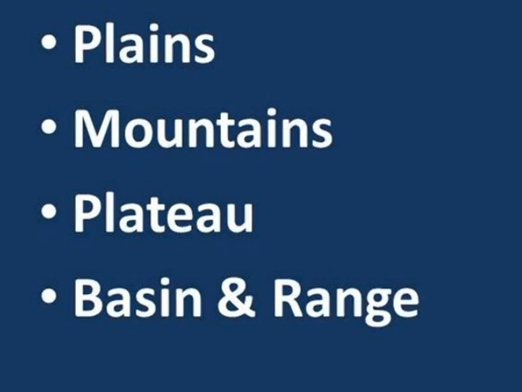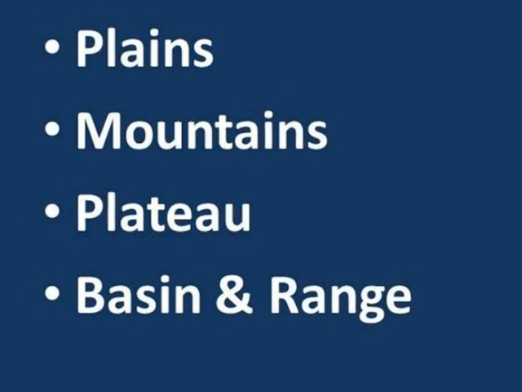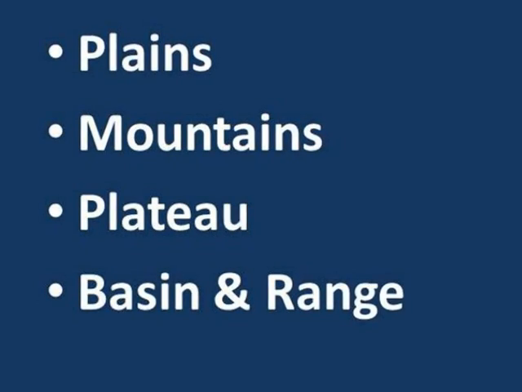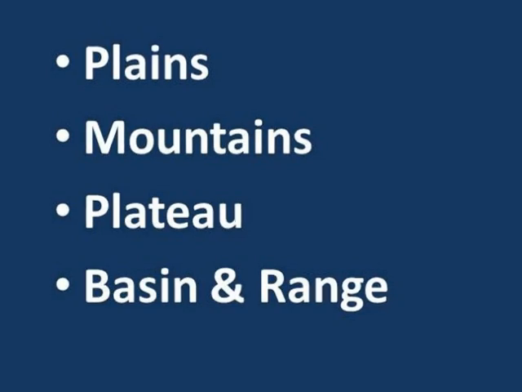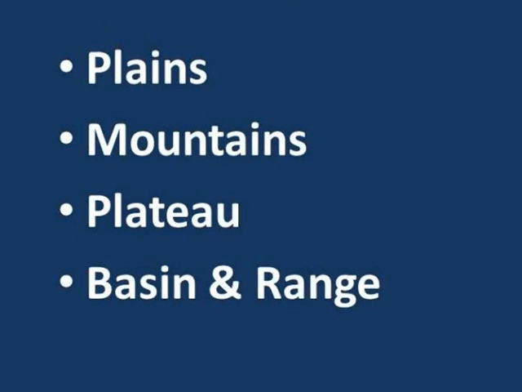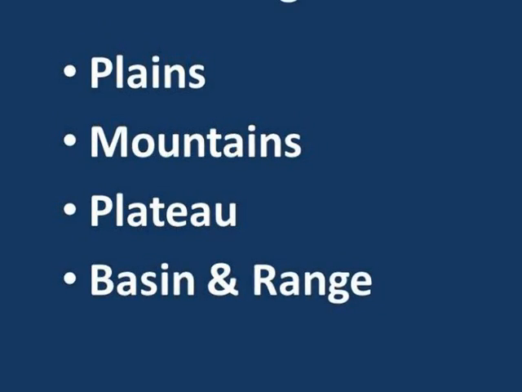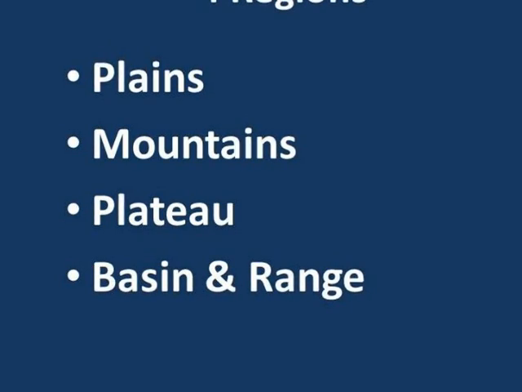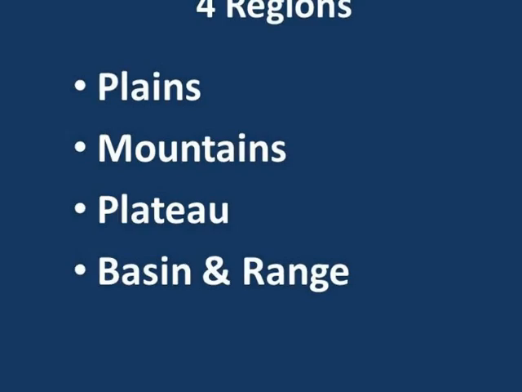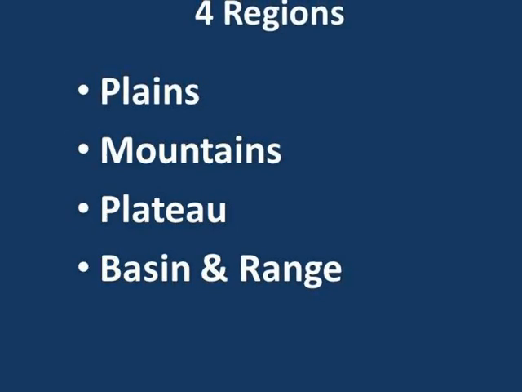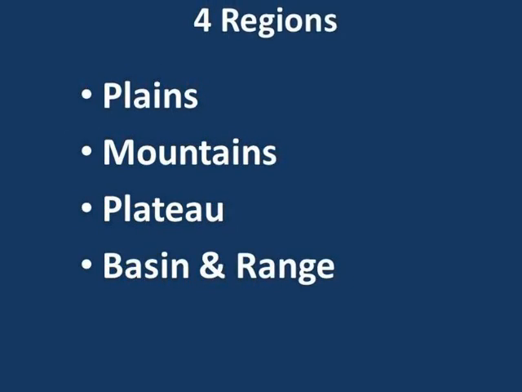The United States has several geographic regions. 4 of these regions all extend into New Mexico. And looking at the larger U.S. map, I cannot find another state that has 4 regions in it. And only Colorado comes close with 3 regions. The 4 regions are plains, mountains, plateau, and basin and range. We'll draw their boundaries in New Mexico one at a time.